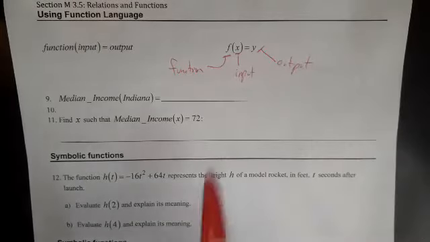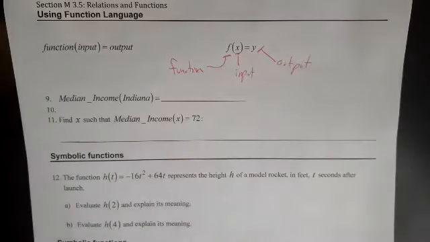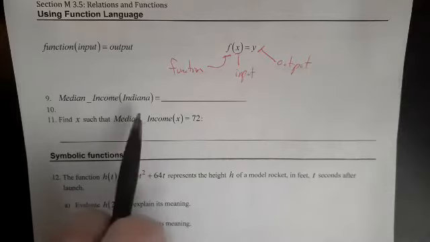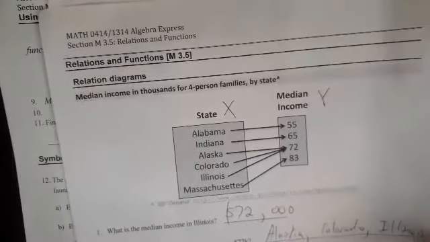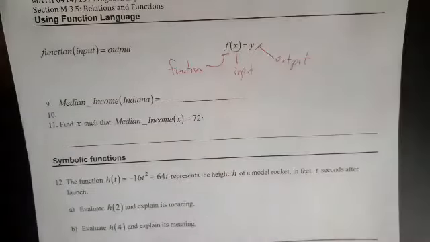So when we plug an x into our function f, we're going to get out a y value. Going back to the first page, what they're asking is, when we take the median income of Indiana, what number are we going to get? And going back to this page, Indiana was, I believe, 65.